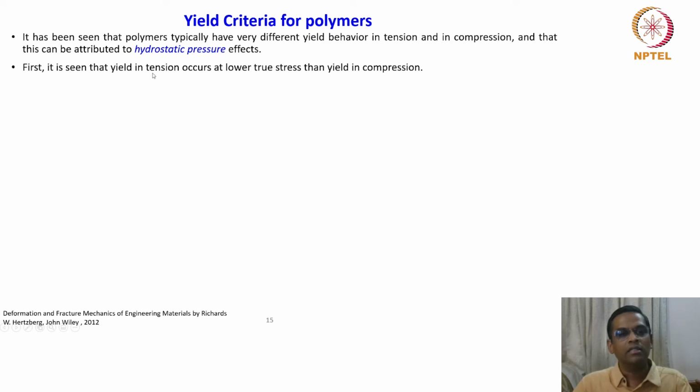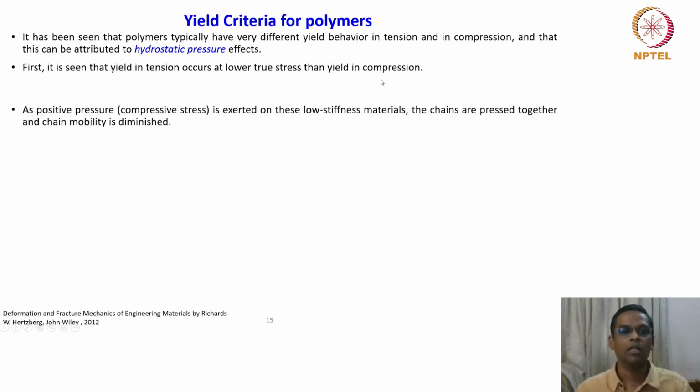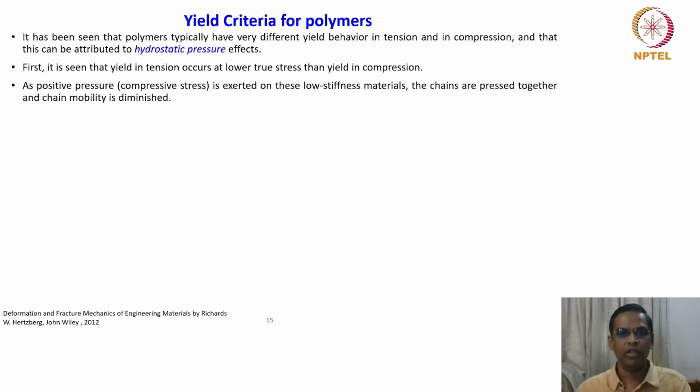First, it is seen that yield in tension occurs at lower true stress than yield in compression. This we have also seen. The slope of the stress-strain curve, even in the elastic region, in tension and compression for these long chain molecular materials is not the same. They are very different. Since we have already seen this, I am going a little fast. That is the purpose for which we spent some time on the fundamentals. You can easily recollect, and even if you have doubts, you can go back to those sections and read them. Then it will be easy.